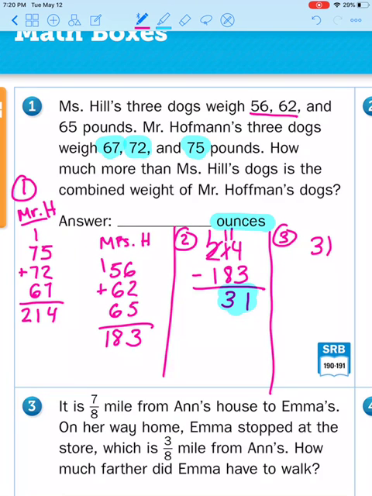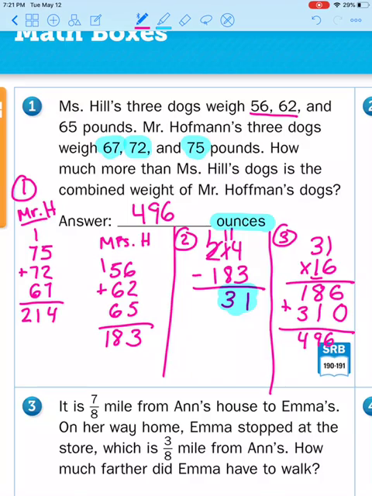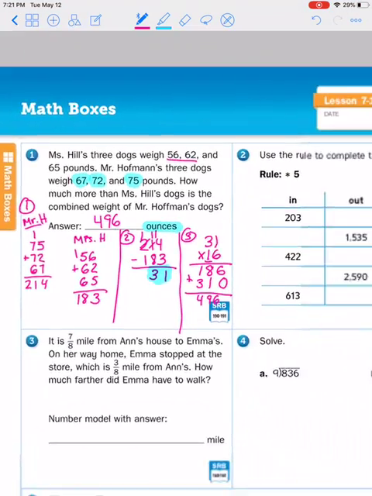So if there's 31 pounds times 16 ounces, 6 times 1 is 6. 6 times 3 is 18. You need the 0 placeholder because this 1 is actually a 10. 1 times 1 is 1. 1 times 3 is 3. Now we're going to add and we get 496. So the answer is 496 ounces. So this was a 3-step problem.